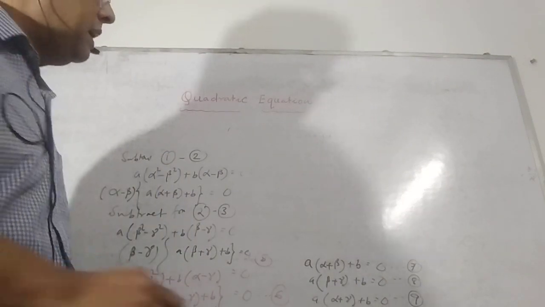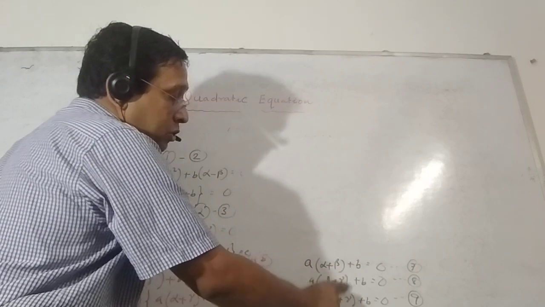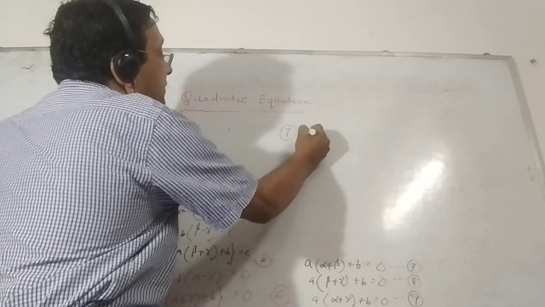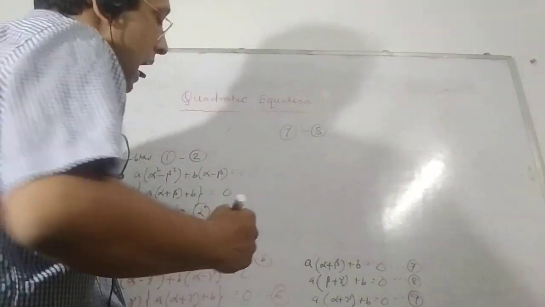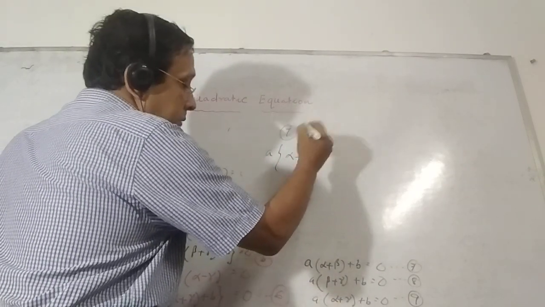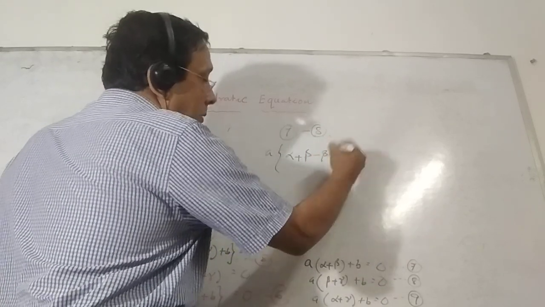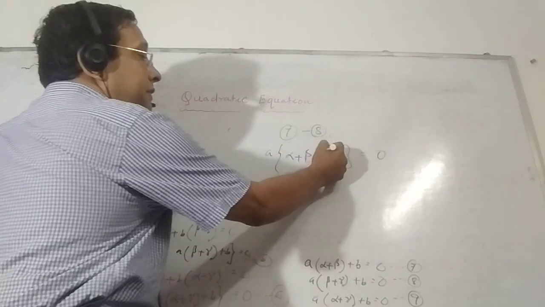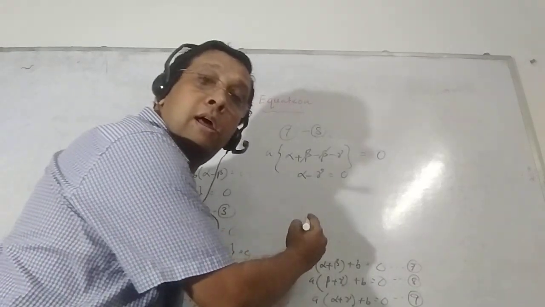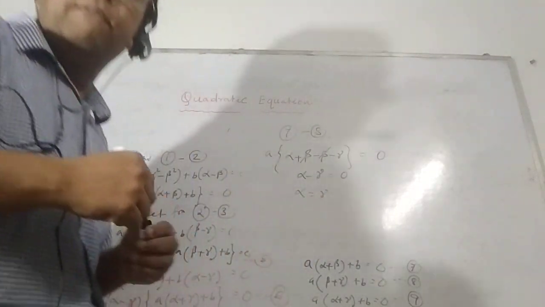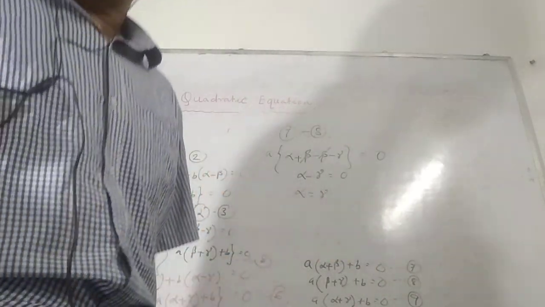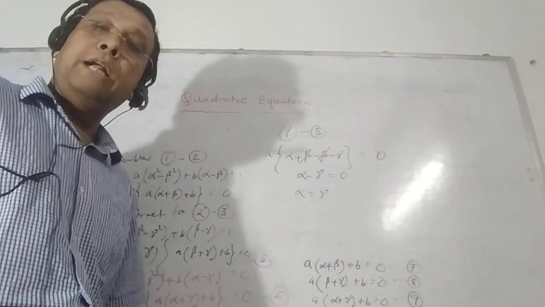Now, if I solve these equations, if I subtract 7 minus 8, what will I get, children? You see, a into alpha minus gamma, this is equal to 0, and this beta cancels. Therefore, we have proved that alpha minus gamma is equal to 0, and therefore alpha is equal to gamma. This actually proves that alpha and gamma are the same, and therefore it cannot have three roots, it must have two roots, that is alpha and beta.